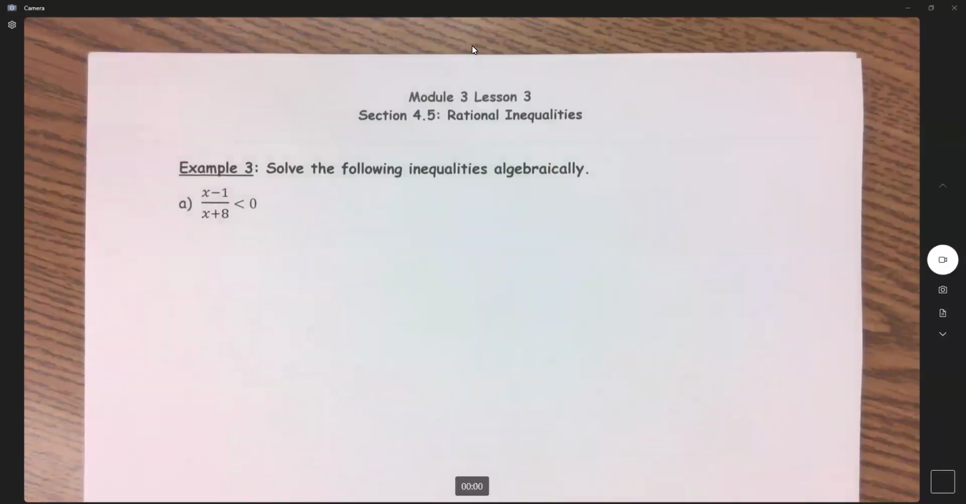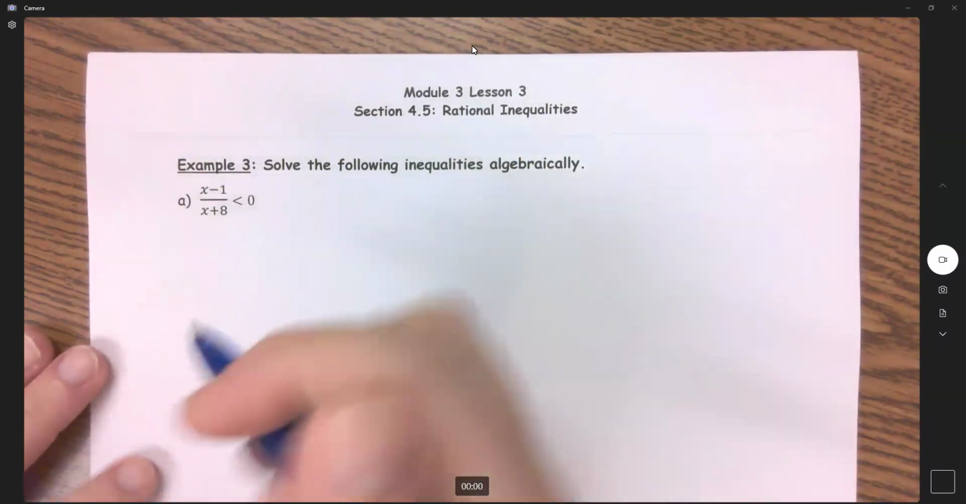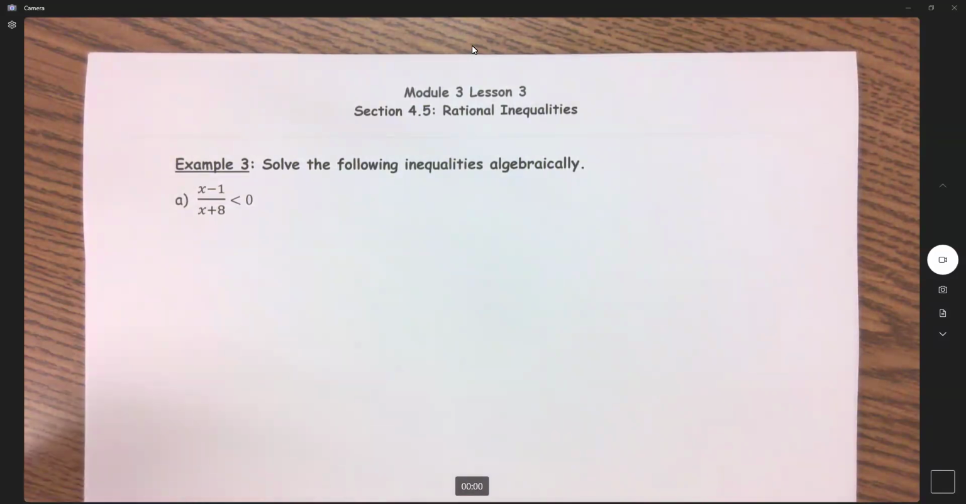Now in example 3, we're going to solve the following inequalities algebraically. What I'm looking for when you solve these algebraically is, can you find the zeros and the vertical asymptotes? From there, we're going to make a rough sketch of the graph and use the graph just like we did on examples 1 and 2.